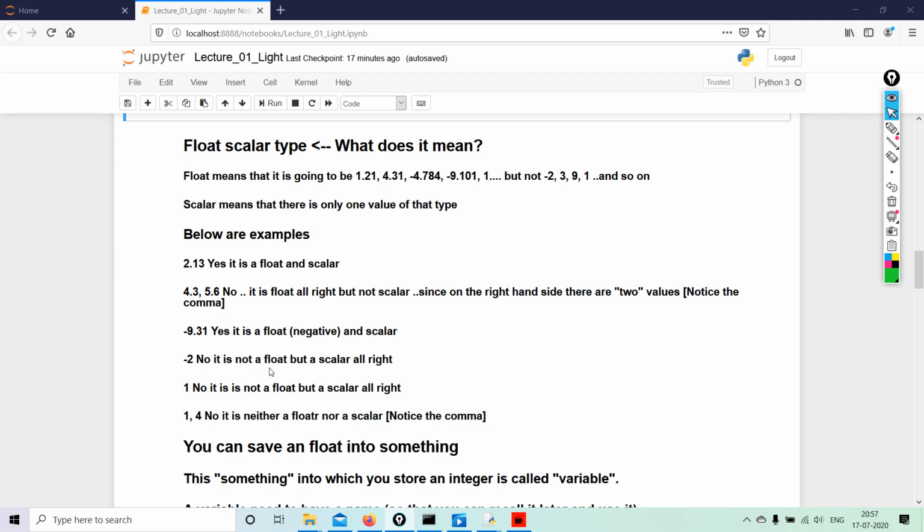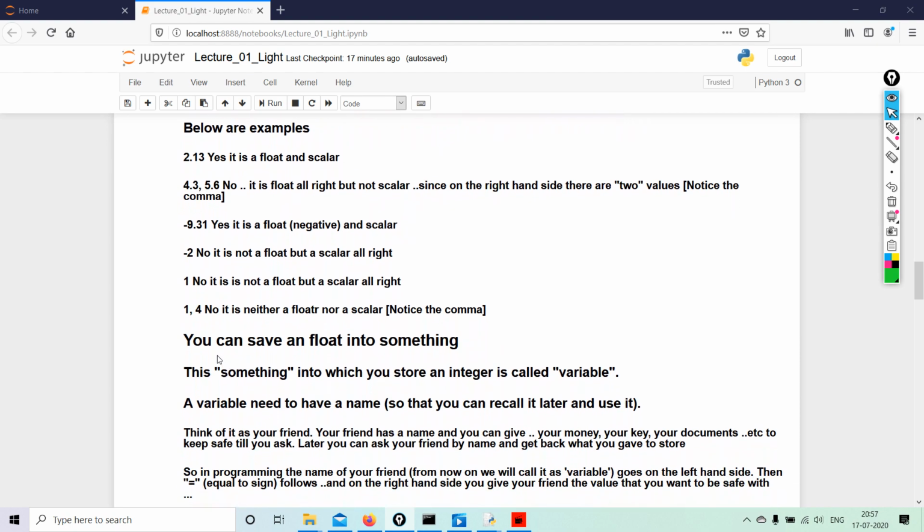Minus 2, no, it is not a float because it does not have a decimal. If you would have given 2.0 or minus 2.0, then it would have become a float. But since it is only minus 2, it is not a float but a scalar. All right. 1, no, it is not a float but a scalar. 1,4, it is neither a float nor a scalar. Excuse the typo here.